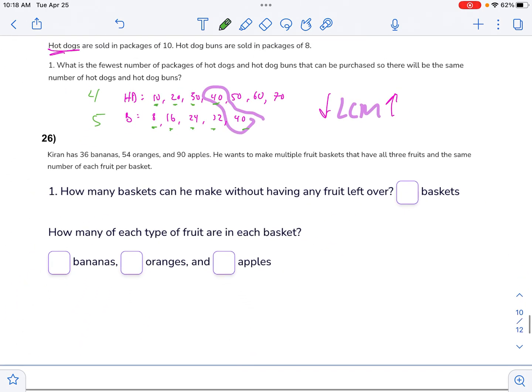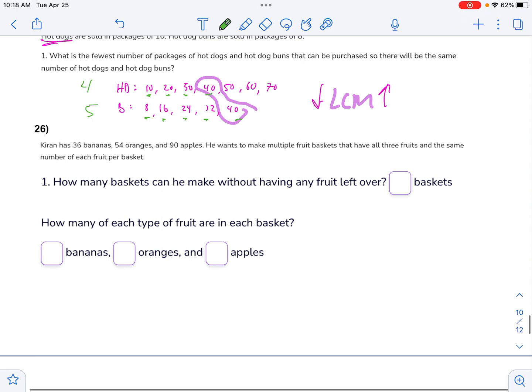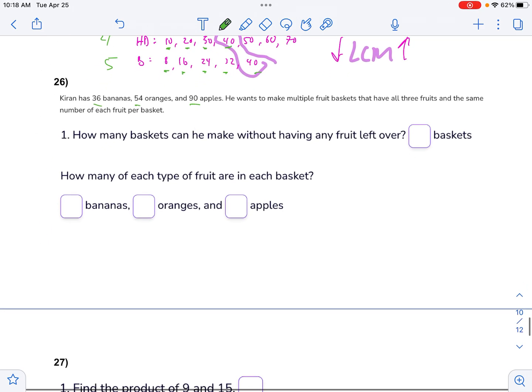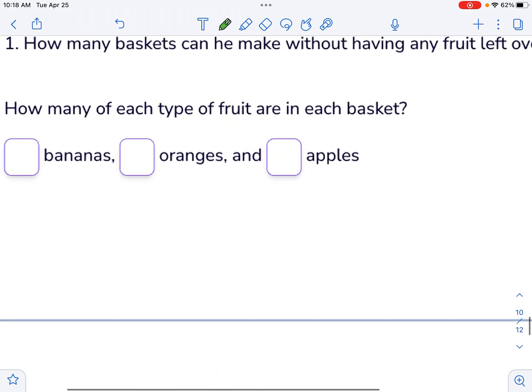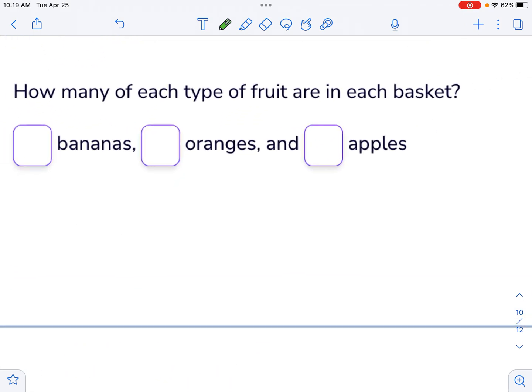Number 26. We're doing great. You're doing great. Let's see. Okay, Karen, we got bananas, we got oranges, we got apples. Oh my goodness, we got so much going on here. All right, I'm going to start listing these down here because these are factors. This is a factor problem because we're trying to make fruit baskets. I'm going to use this tiny little space down here and work it out. So I'm going to do bananas right there, oranges, and apples.